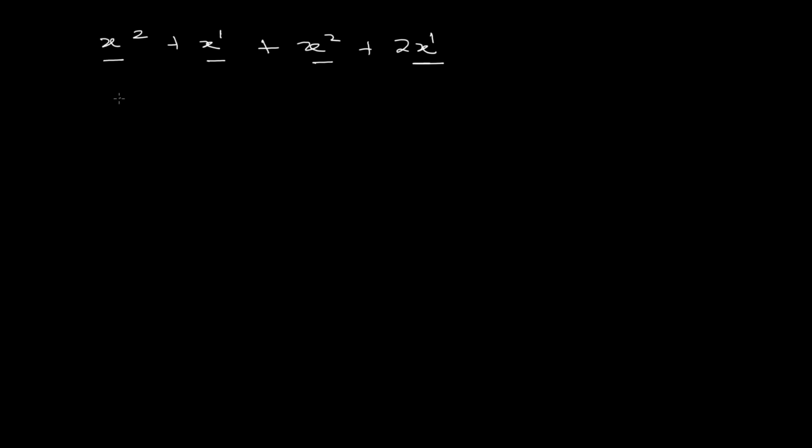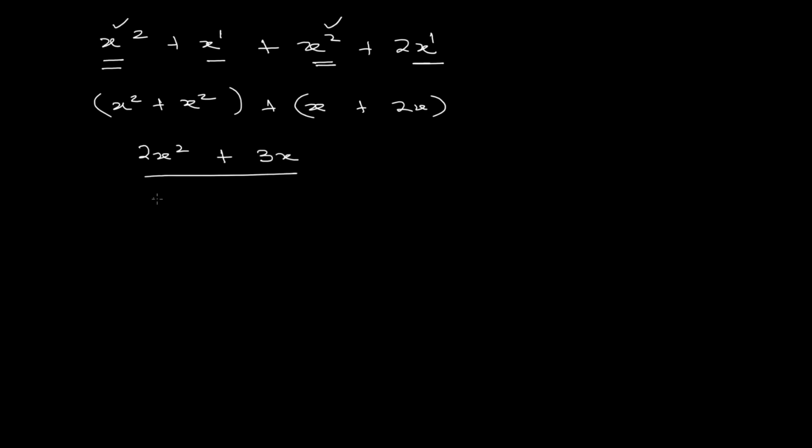So what we do is we choose to put the ones that have the same variables and same powers together. So we do it like that, and then we get x squared. We get these two and put them together. Then we get this x and that 2x, and we put them together. Okay, so this is 2x squared plus 3x. That's our simplified form of this expression.